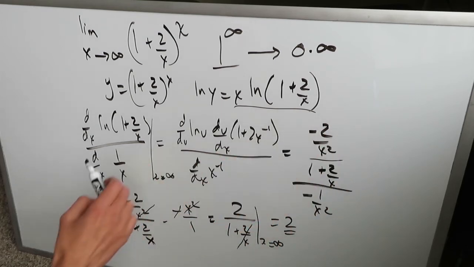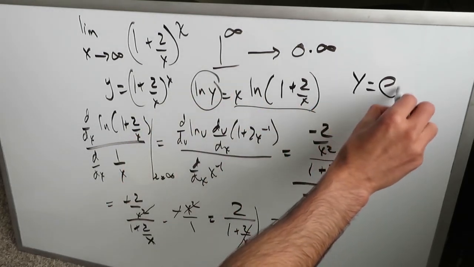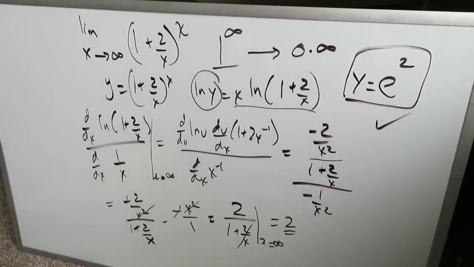But your final answer is not 2. You have to factor this in. y is equal to e to the power of 2, and that right there is your final answer. And then you will be done.